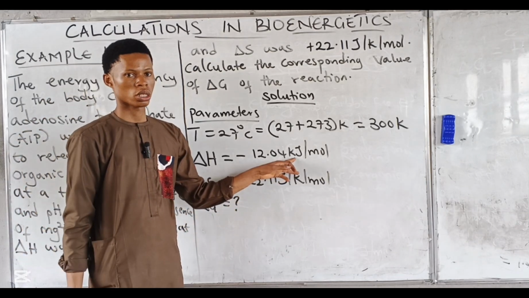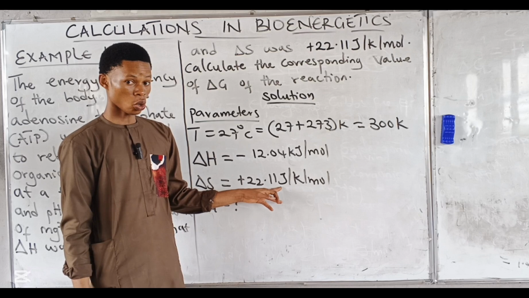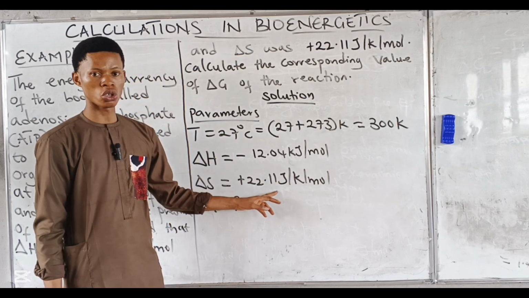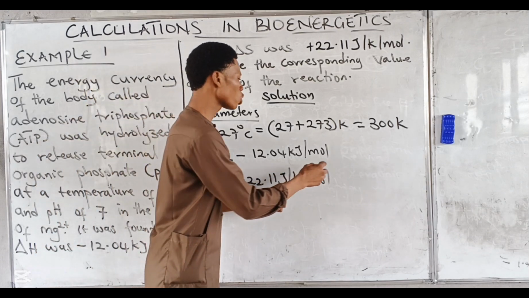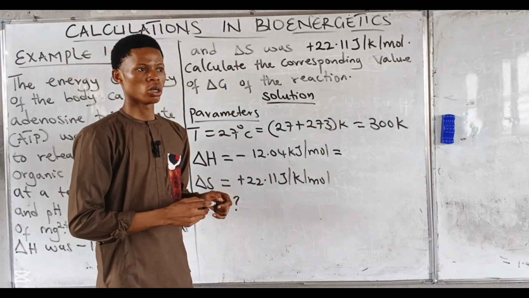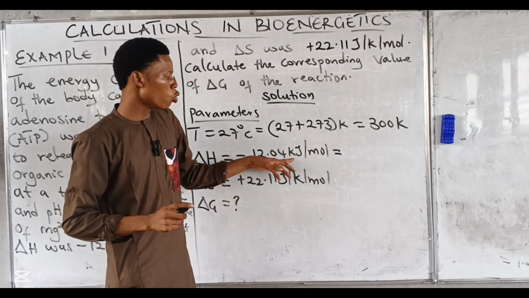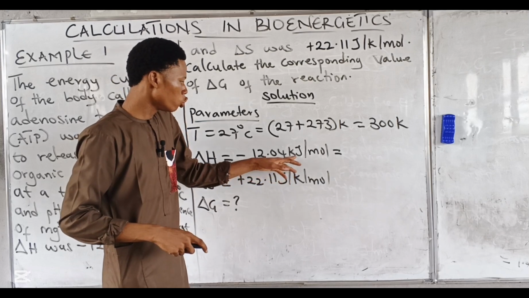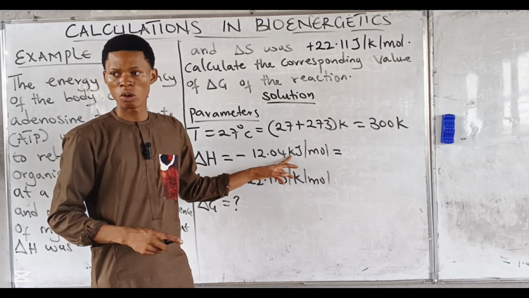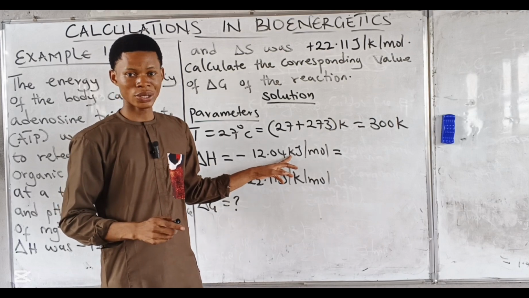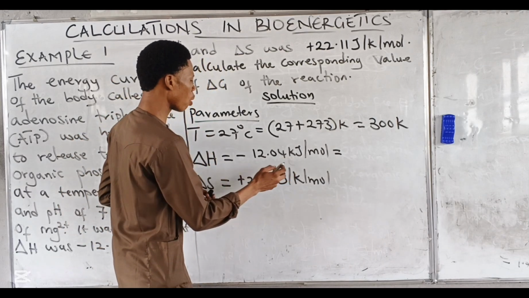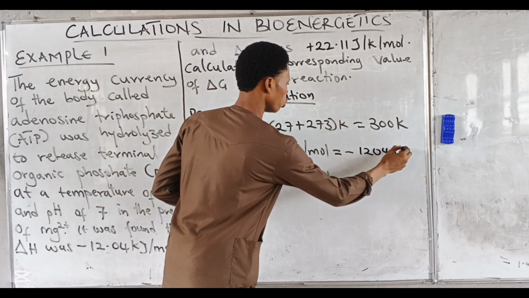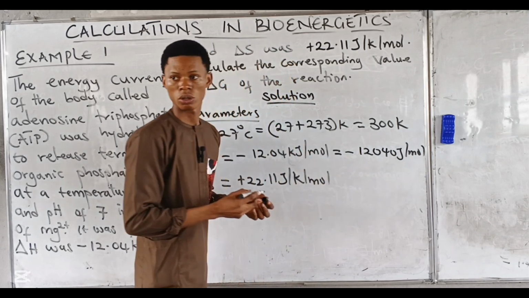Now please take note of the units. Here the unit is in kilojoules, and here the unit is in joules, right? The units must agree. So we have to convert these kilojoules to joules so that the units will agree. To convert kilojoules to joules, we multiply by 1000. Kilo means times 1000. Milli means divide by 1000. So if we multiply this by 1000, this will give us minus 12040 joules per mole. True or false?